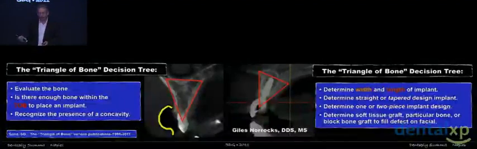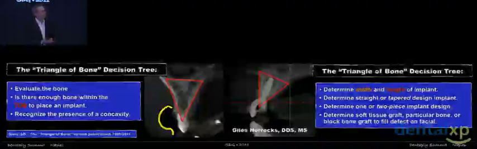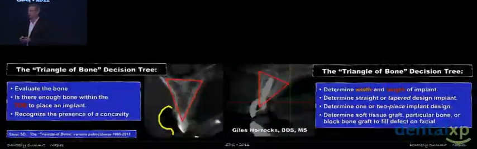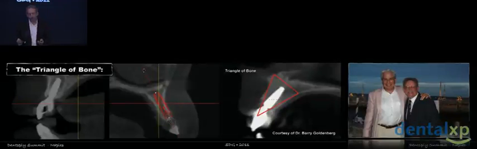Giles was kind enough to loan me this image here. That's right in the triangle of bone concept. This is, to me, where we want the implant. So we were talking about where to put the implant, how far to the lingual, how far to the palatal. Another one from my good friend Barry, who will be talking to you tomorrow. And a lot of the topics are going to be cross-related here.